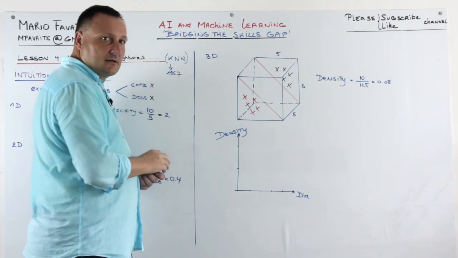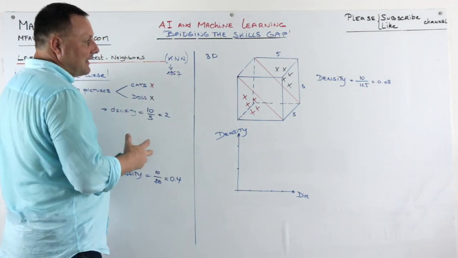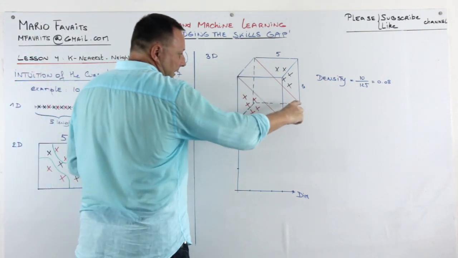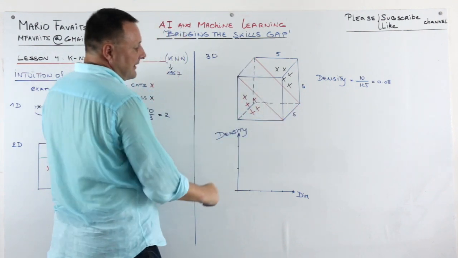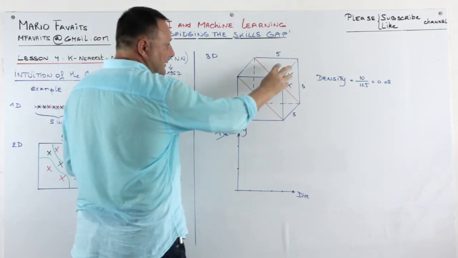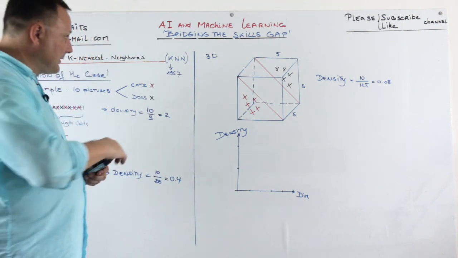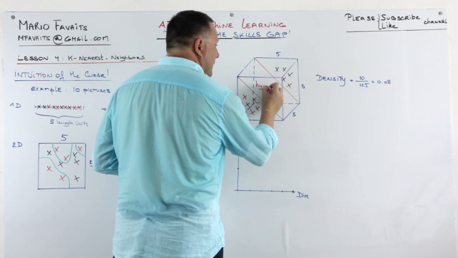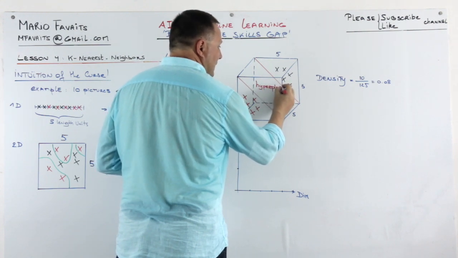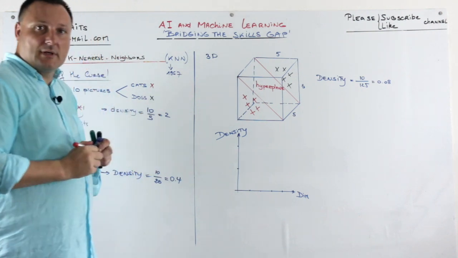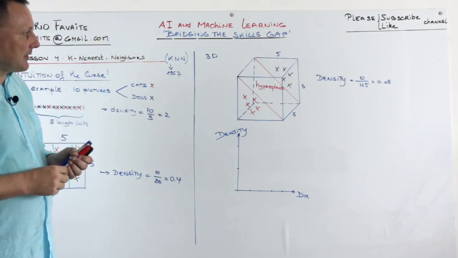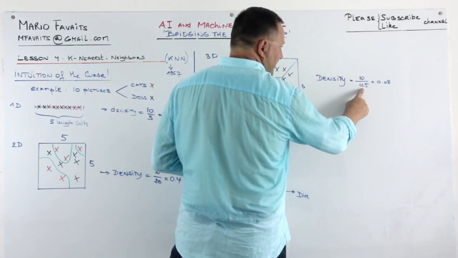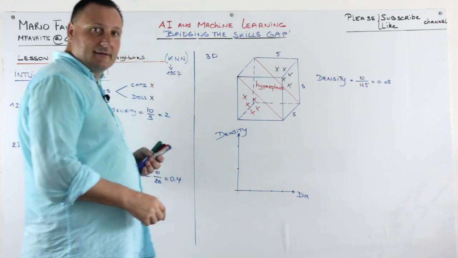Alright, when we look at the 3D case, we can actually separate the cats from the dogs. You have a hyperplane here that goes diagonal like this, and you can have the cats here and the dogs there, separated by this hyperplane. This you call a hyperplane. That's a term we're going to use frequently in classification problems. And the density, of course, is 10 out of 125, which is 0.08.